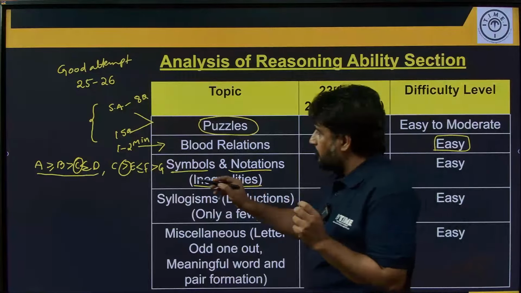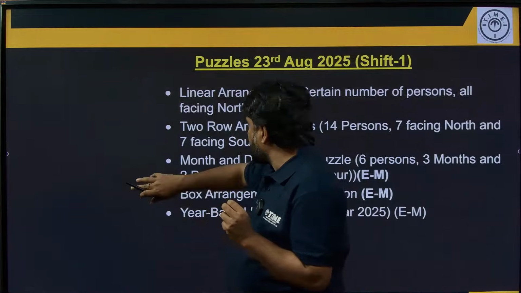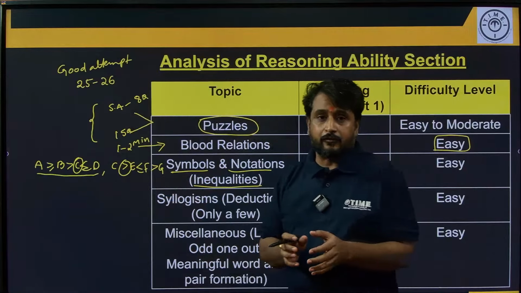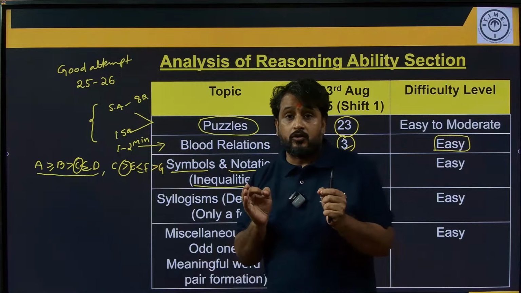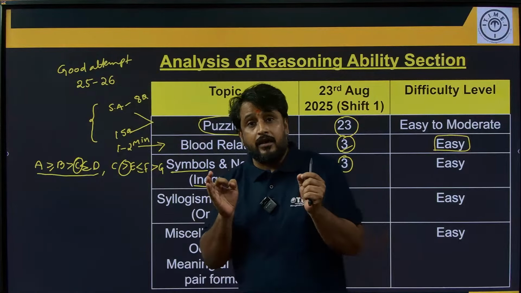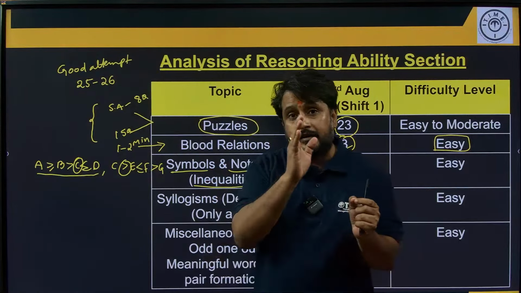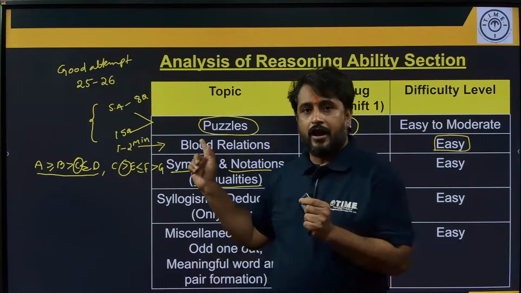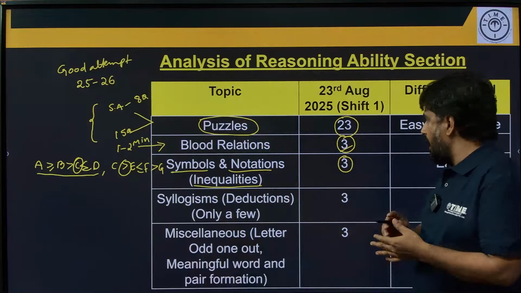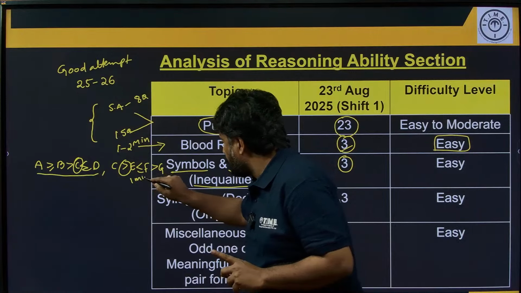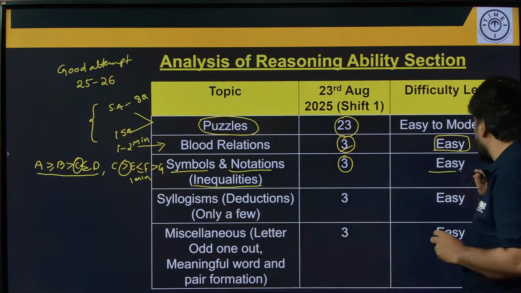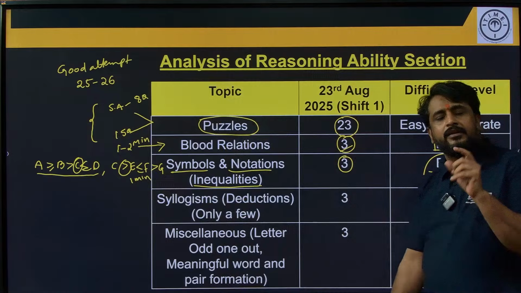And in so many of our sessions, in our regular classes also, we have explained the shortcut tricks to attempt inequalities questions. How to attempt all the given 3 to 5 inequalities questions in less than 1 minute. You may watch our videos and you will come to know that. Okay. And just in 1 minute, you will be able to answer all these 3 questions, and the level of difficulty is rated as easy.